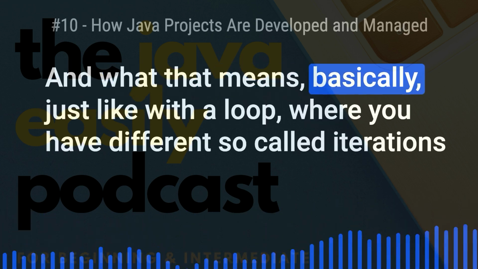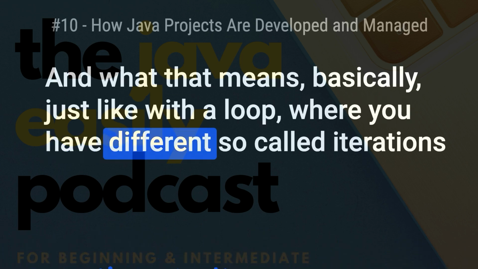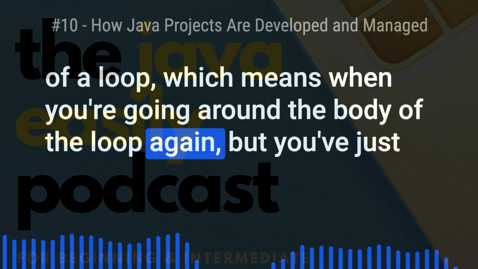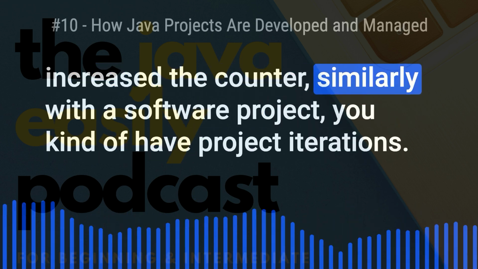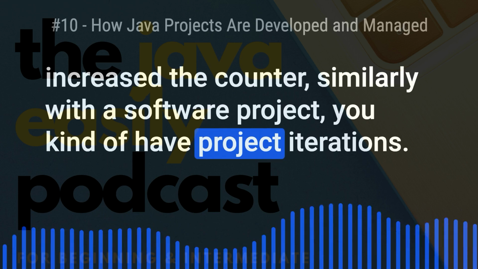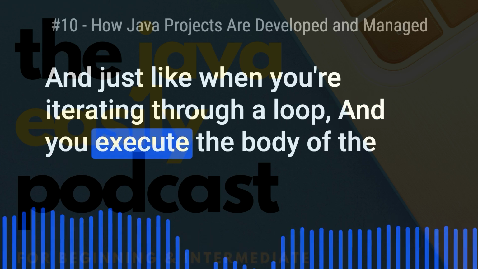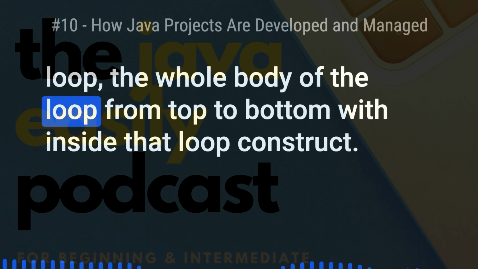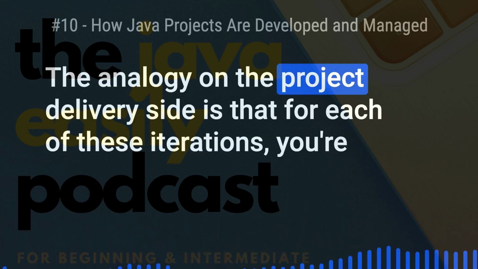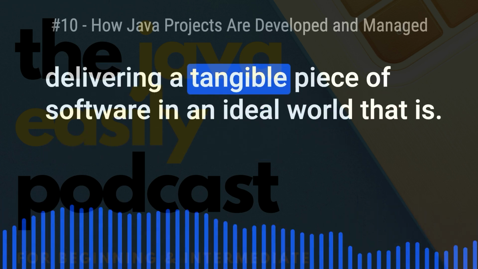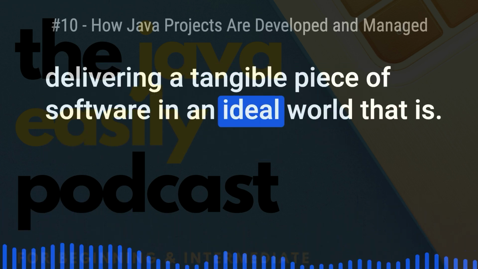What that means is, just like with a loop, where you have different so-called iterations of a loop, which means going around the body of the loop again, but you've just increased the counter. Similarly, with a software project, you have project iterations. And just like when you're iterating through a loop, and you execute the whole body of the loop from top to bottom, the analogy on the project delivery side is that for each of these iterations, you're delivering a tangible piece of software. In an ideal world, that is.